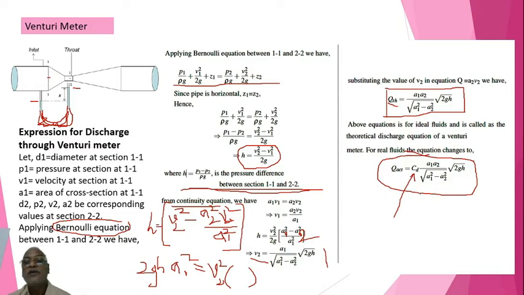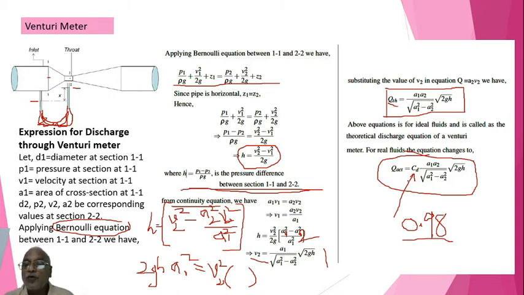This will be H. The value of Cd here: only convergence loss is there. Because of that, this coefficient of discharge will be very high, in the sense hardly any loss, so to say, almost equal to 1. It can be 0.98. Almost all the time it will be of the order of 0.98, 0.99. Rarely will it be lesser than this. So with this we can calculate the actual discharge.